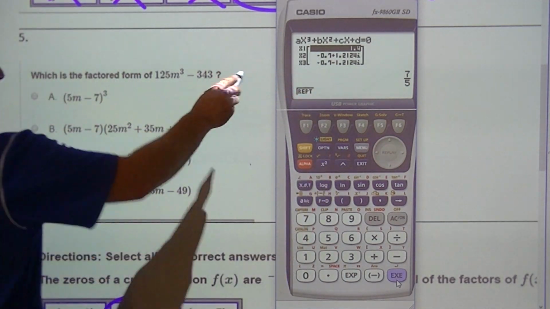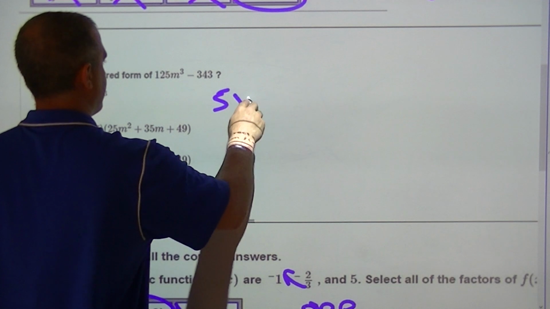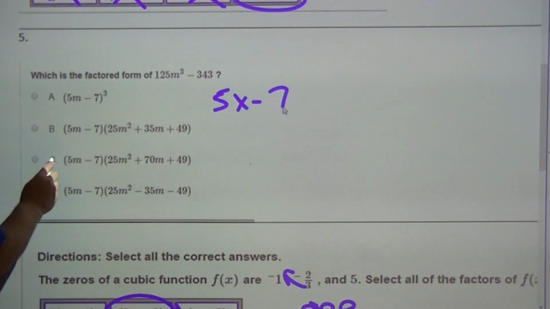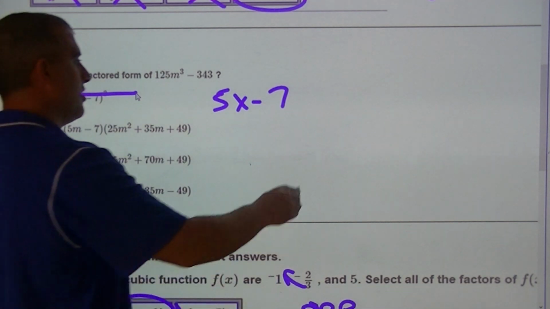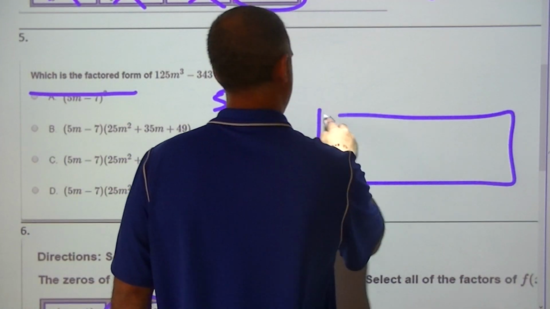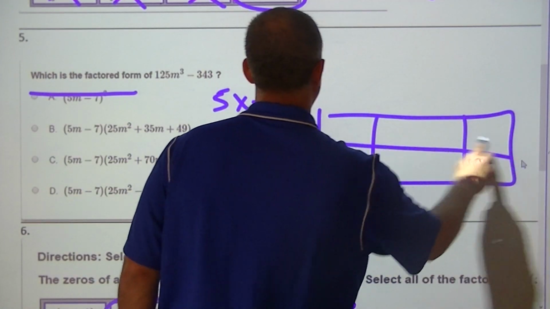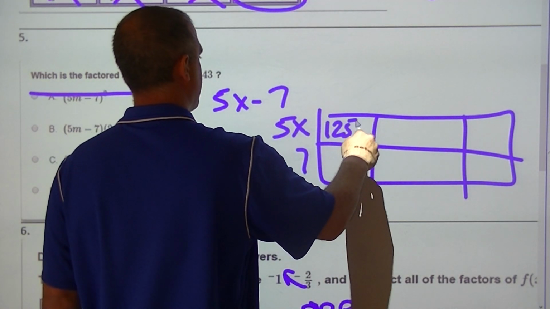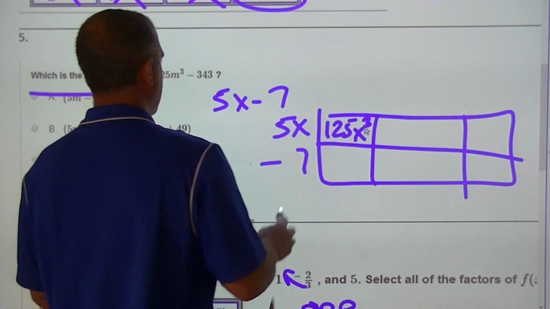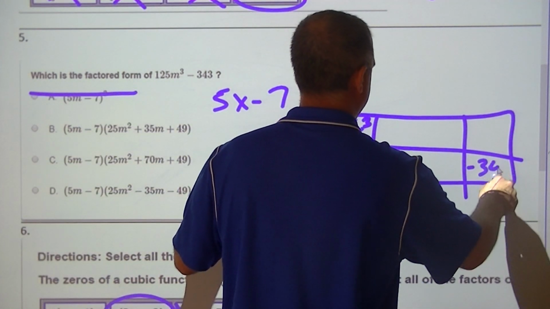My first factor is going to be 5x minus 7. Okay, so I know that this one by itself is no good. Now, what I want to do, all right, I do 5x minus 7. That's going to be 125. I'll use x is fine. X cubed. Okay, I know that this has to be negative 343.